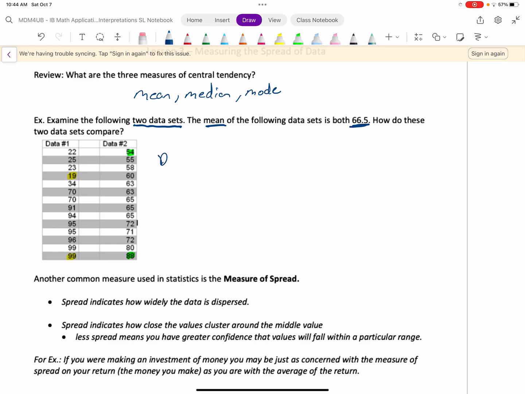So I would say data set 1 has a larger range or spread, and data set 2 is more clustered, closer to the mean.